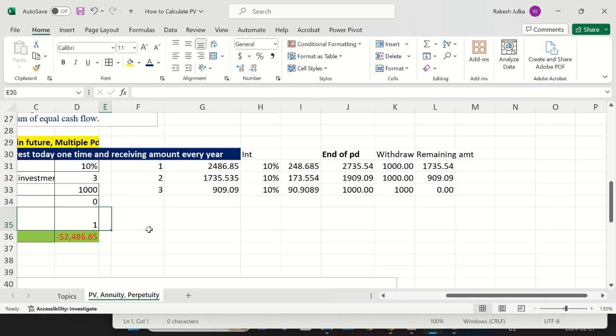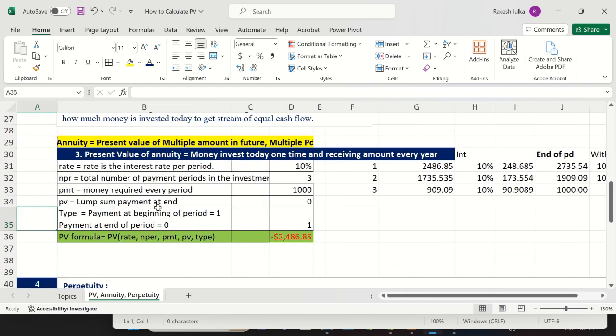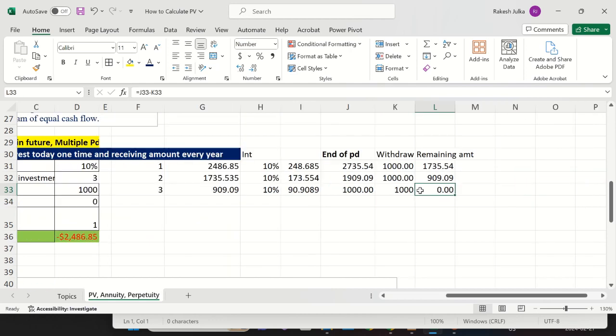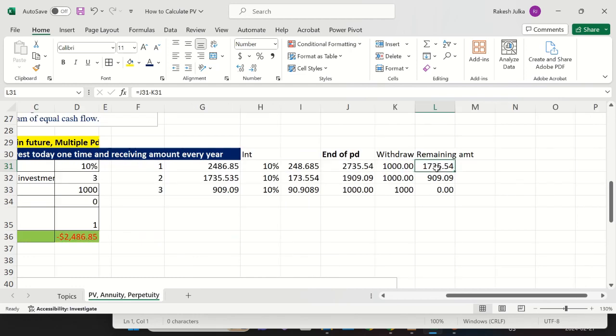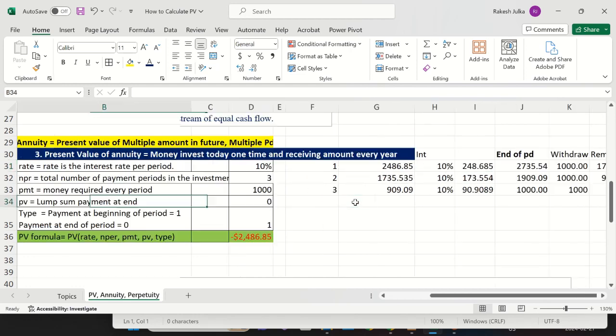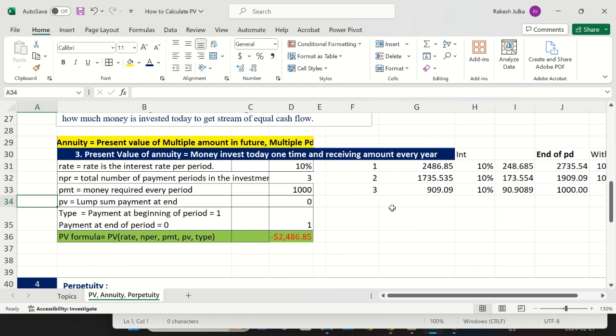So look at this, the lump sum payment at the end of the period is zero. So we don't need any money remaining with them. Now, the 2486.85 that we invested, and at the end of the period we have received $3,000: 1,000, 1,000, and 1,000. So look at this, the same thing that we have calculated with the help of this formula.